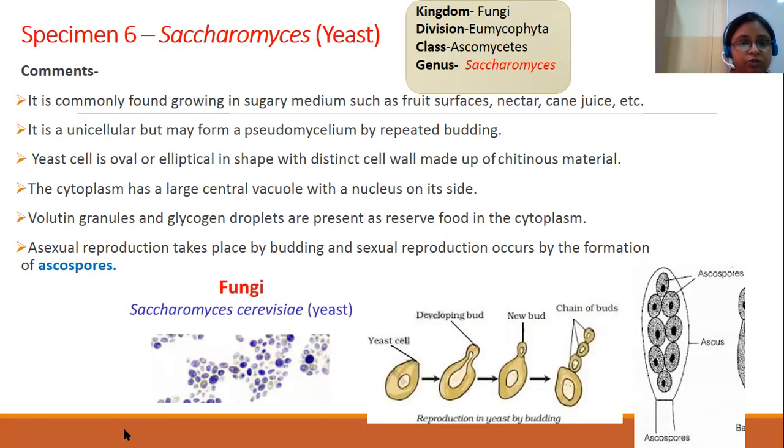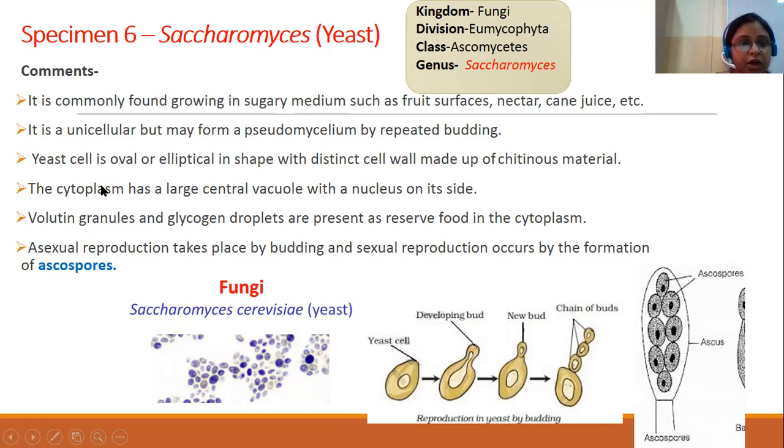So these are only the unicellular fungi. These are the yeast. Their body is made up of a single cell. This single cell is oval or elliptical in shape. It is covered by a fungal cell wall that is made up of chitin. Now, where do you find these yeast? They are generally found growing in sugary substances, sugary media like fruit juices, nectar, and cane juice.